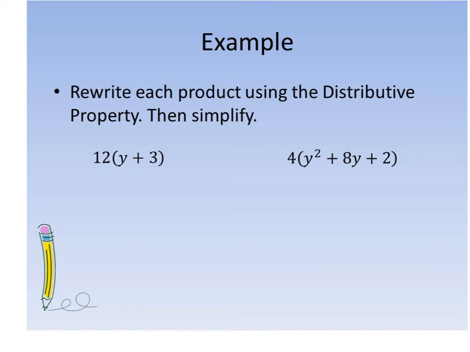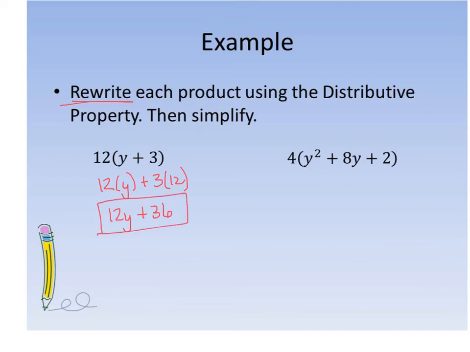Okay, so next we're going to use our distributive property, rewrite them, and then simplify. So we're still rewriting. This is going to be 12 times y plus 3, and I switched the order there, that's okay, 3 times 12. So 12 times y is 12y. 3 times 12 is 36. Can I simplify that? Not any further than that.